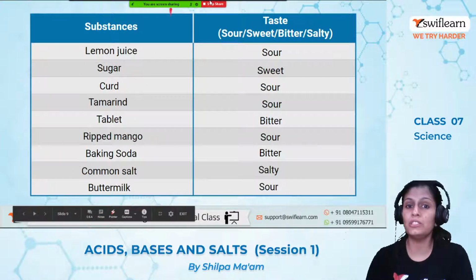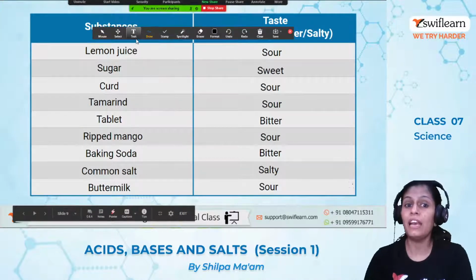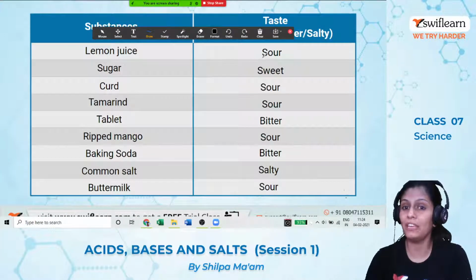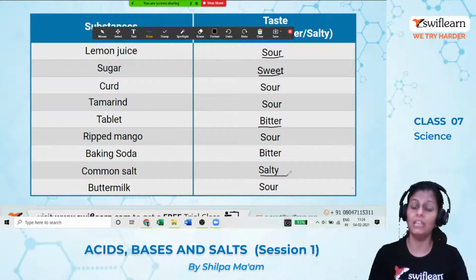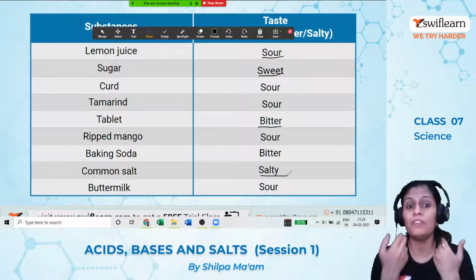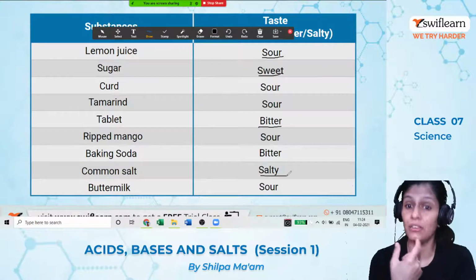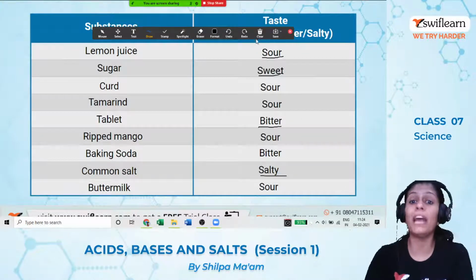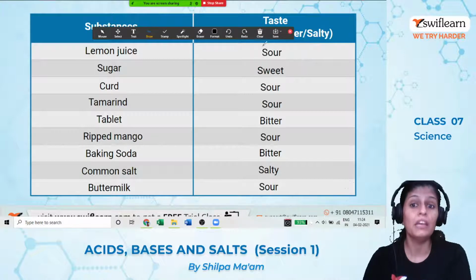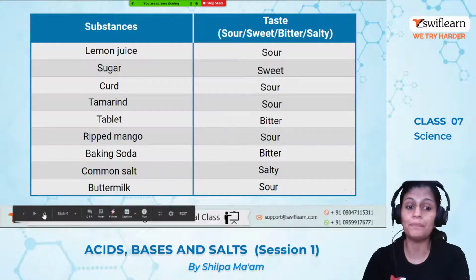Now out of this you can easily see how many tastes we have. We have a sour taste, a sweet taste, a bitter taste, and a salty taste. So these are the 4 tastes in which all the things are categorized. Now these are the tastes that we are able to judge by our tongue, that is by the taste buds that are present on our tongue. But how can we actually differentiate them in case of acids, bases and salts? Now we will be coming to it.